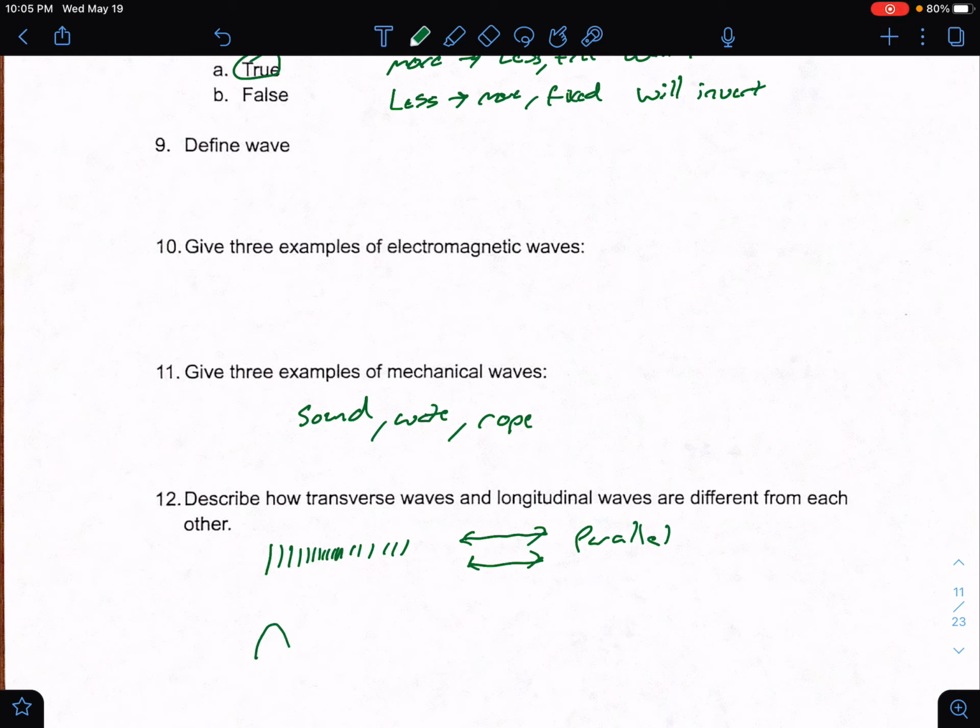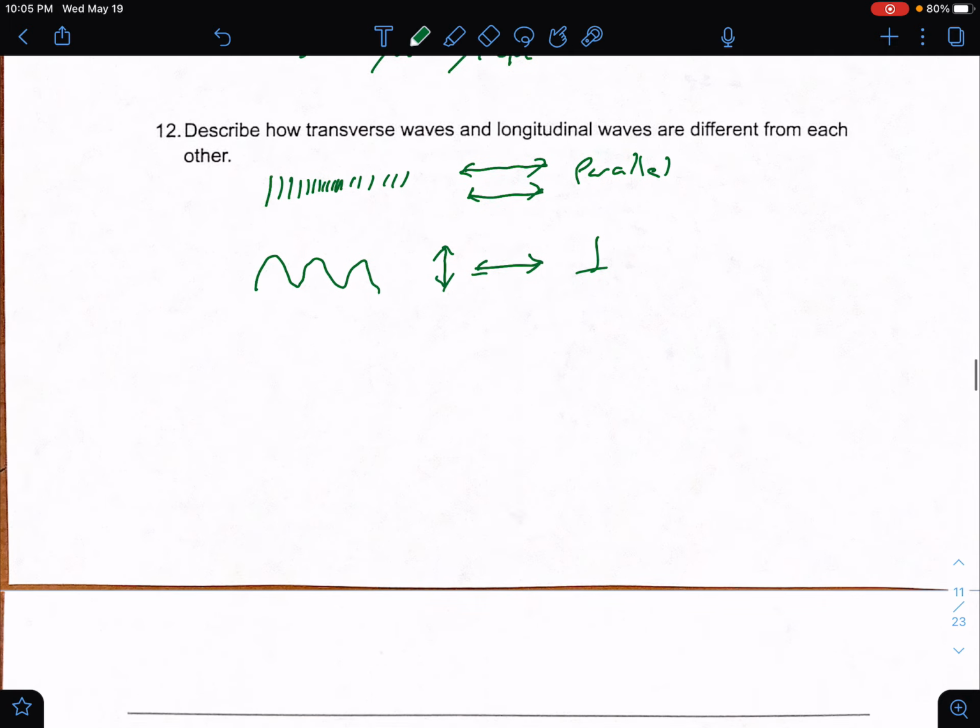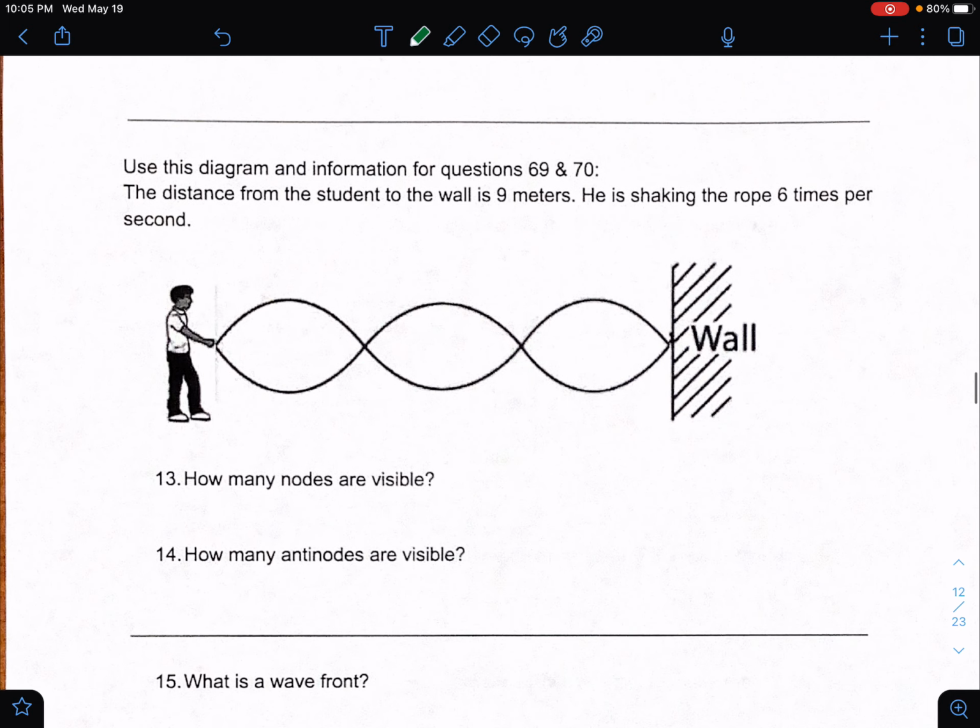When you have a transverse wave, okay, your particles are actually going up and down, but the direction of the wave is going left to right. So these are going to be perpendicular. Okay, so that's the main difference between a transverse and longitudinal. I don't know how I just kept messing up that perpendicular. Okay, so moving on to the next.